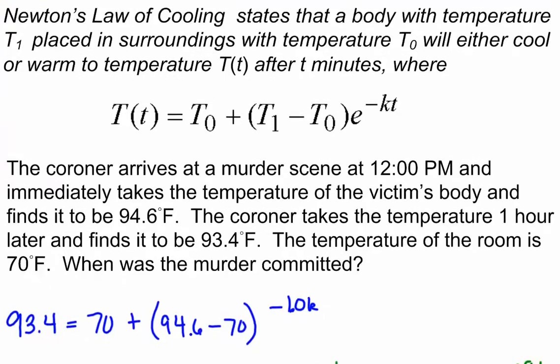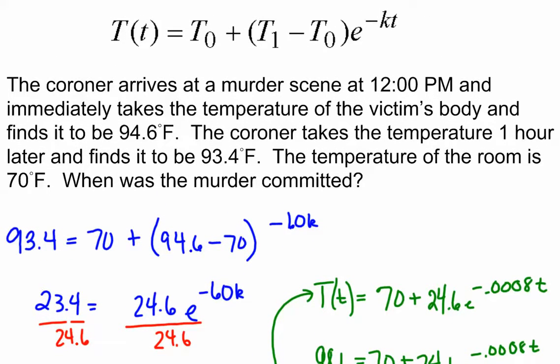Okay, so we're going to use this to solve a forensic problem. Coroner arrives at a murder scene at 12 p.m. and immediately takes the temperature of the victim's body and finds it to be 94.6. So that's going to be our body temperature, the T sub 1. The coroner then takes the temperature an hour later and finds it to be 93.4. So how much time has elapsed? 1 hour or 60 minutes. And then our new temperature, so the T of t answer here, that's going to be our 93.4. The temperature of the room, it says, is 70 degrees, so that's that T sub 0, the surrounding room.